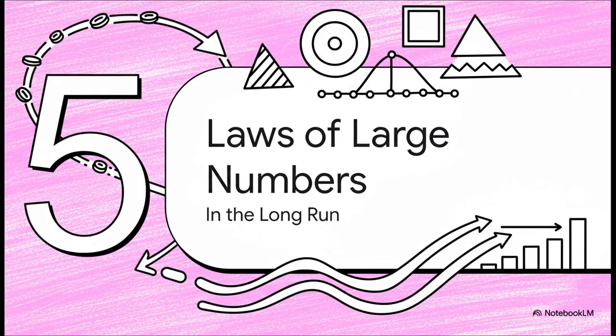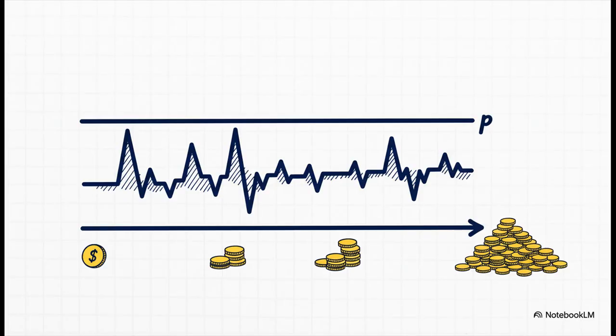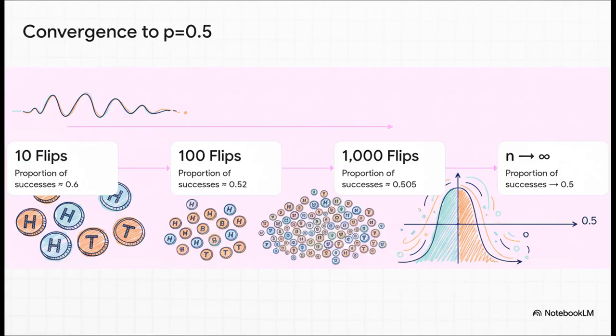All right, so what happens when we let this process run for a really long time? This is where some of the biggest, most famous theorems in all of probability theory come into play. This one is probably the most intuitive. The law of large numbers is the formal guarantee, the mathematical proof, that if you flip a fair coin enough times, the proportion of heads you see is going to get closer and closer and closer to 50%. It's the reason casinos always win in the long run.